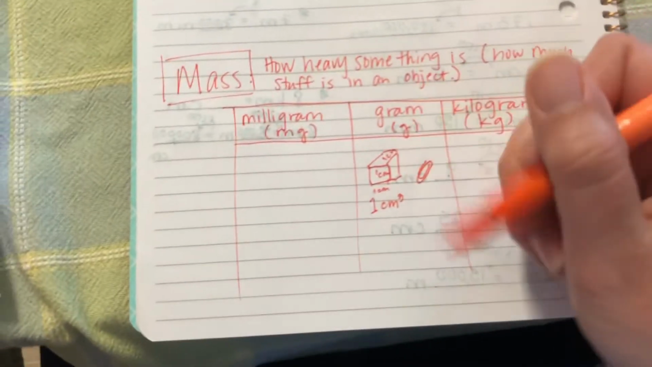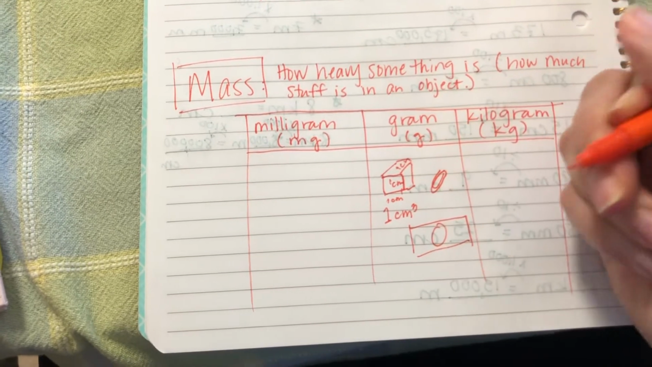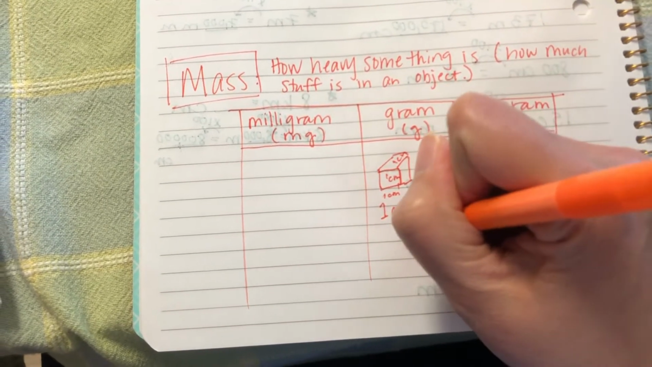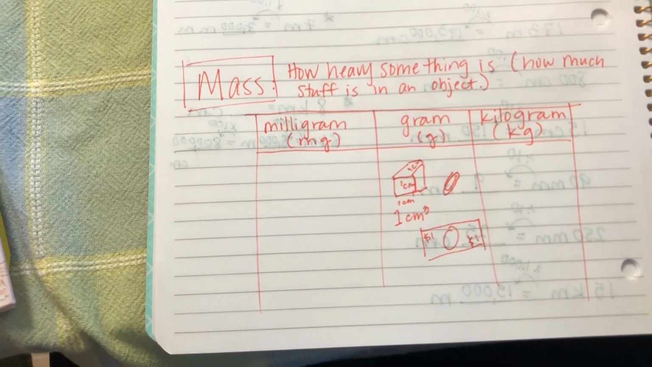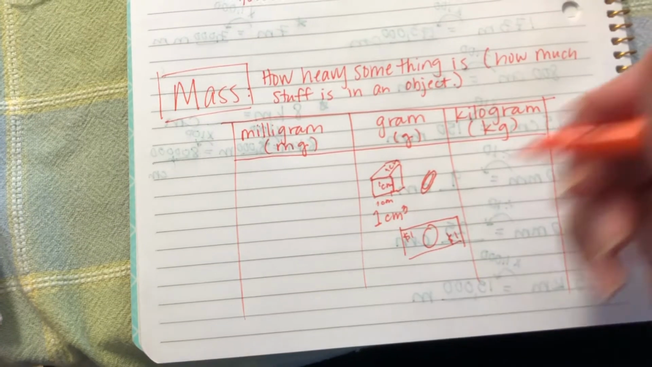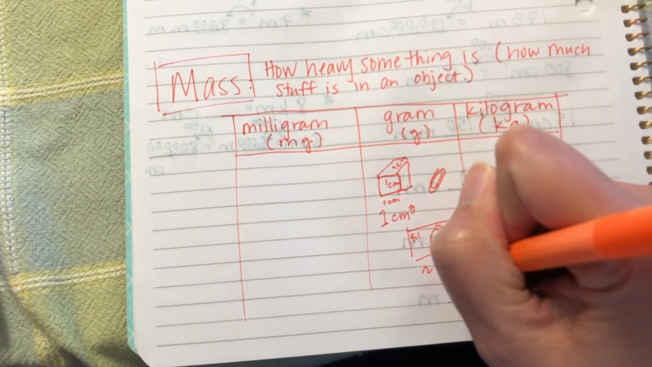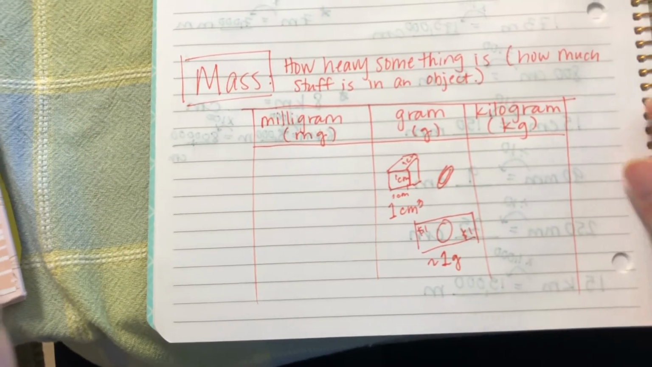If you were to take a $1 bill and measure it, it would also be, well, technically any denomination of bill should be about 1 gram, whether it's a 20 or a $1 or $5 bill, it's going to be about 1 gram. So a gram is not a huge amount.